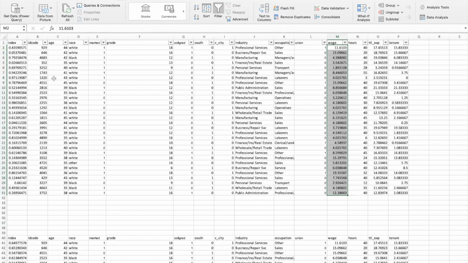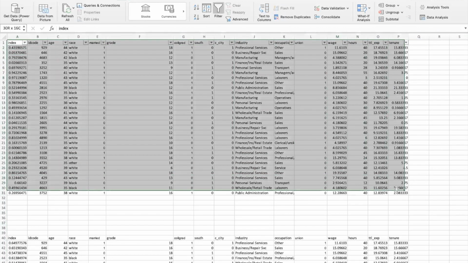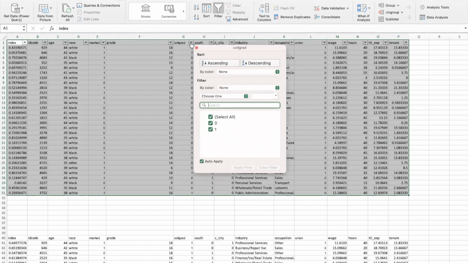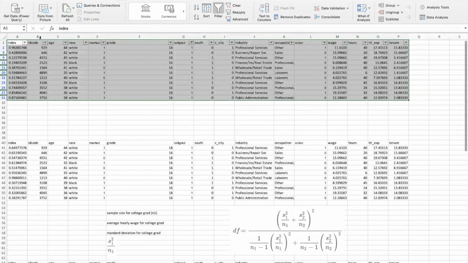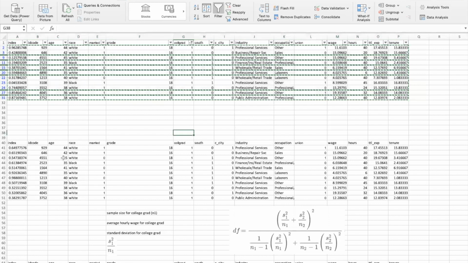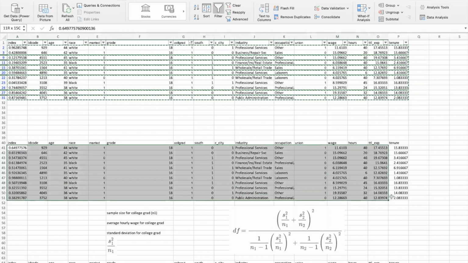So first, we need to create two subsamples. What you need to do is select this data set, and then in the Data tab, put a filter, okay? When you put the filter, you will see a small triangle appear here, and then you will select 1. So if you select 1, those observations are the people who graduated from college, right? You use Control C on your keyboard to copy, and then paste here, okay? This is the one that I already copied and pasted from this data set.